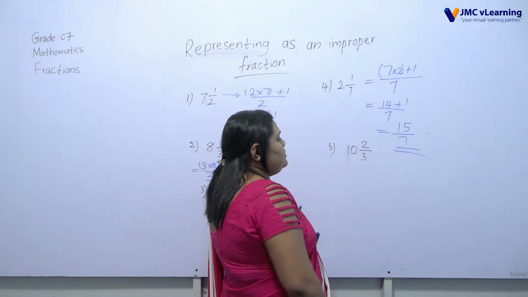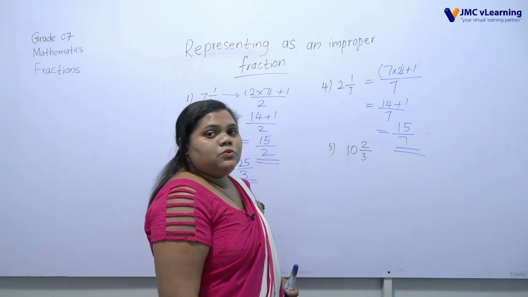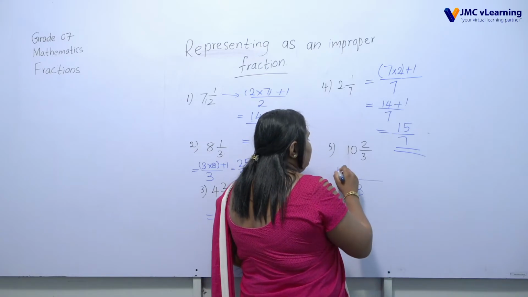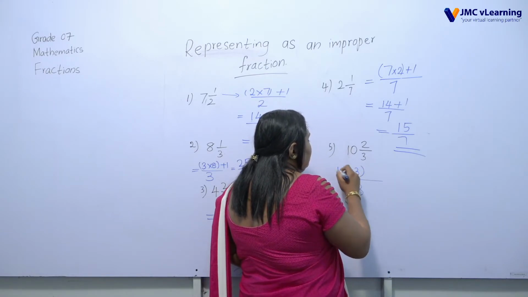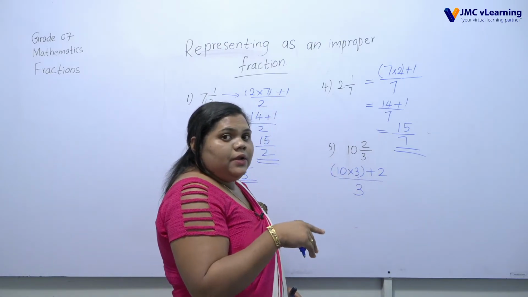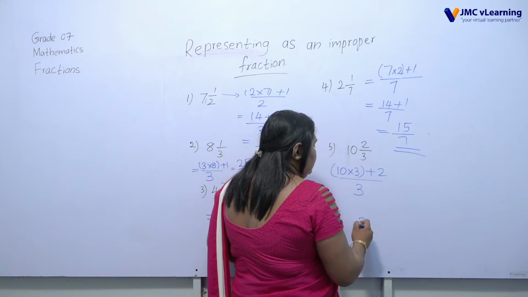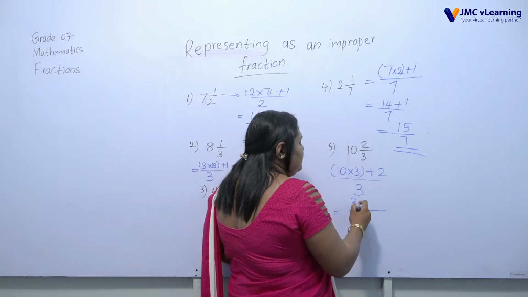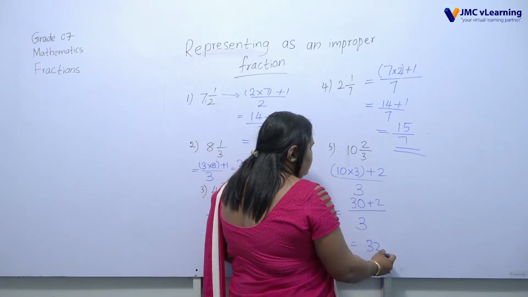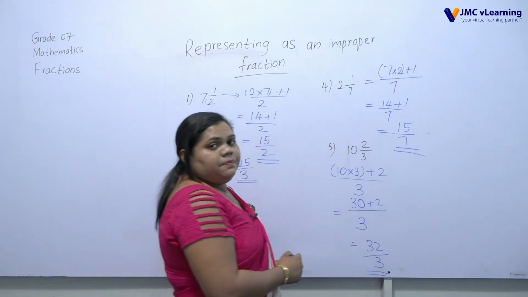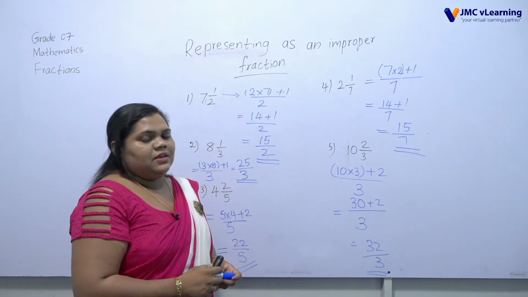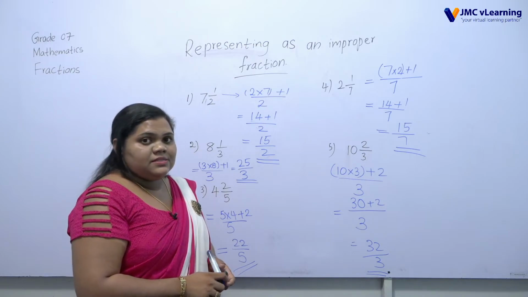Then this one. 10 and 2 out of 3. The denominator is 3. And after that 10 want to multiply by 3 and want to add 2 for that. 10 times 3, 30. 30 plus 2. What is the answer then? 32 out of 3. Are you clear? Now you can check your knowledge. I think you have done those things correctly.